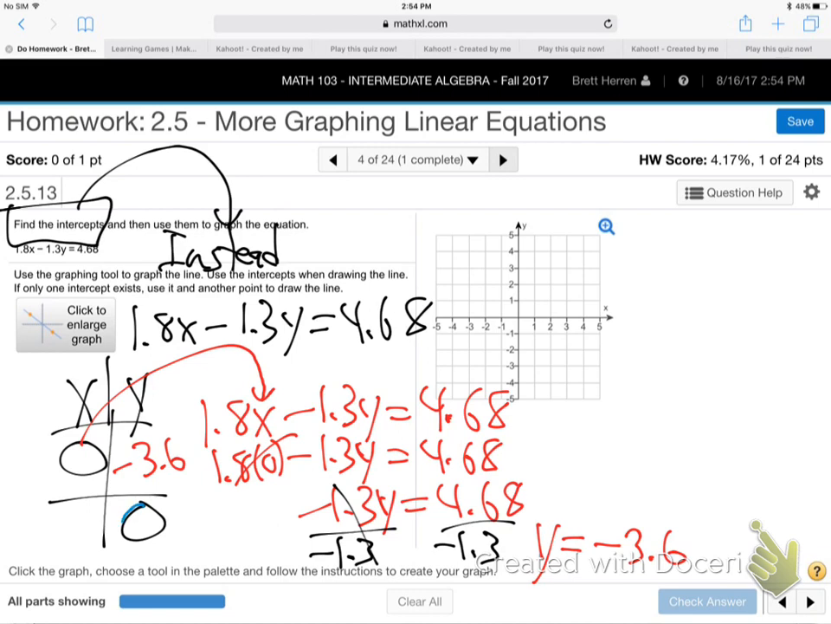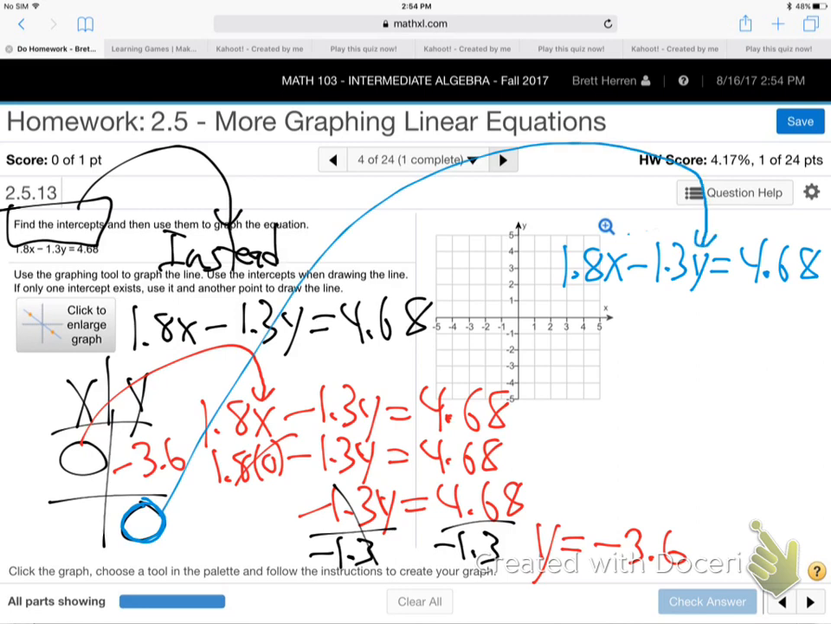Now I'm going to come down here and put in 0 for y. It's a double zero table. Start the equation again over here: 1.8x minus 1.3y equals 4.68. Whoops, I'm running out of room. Now just substitute: put the 0 in for y. 0 goes in for y.